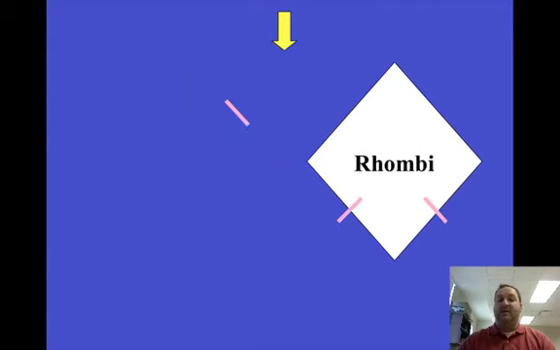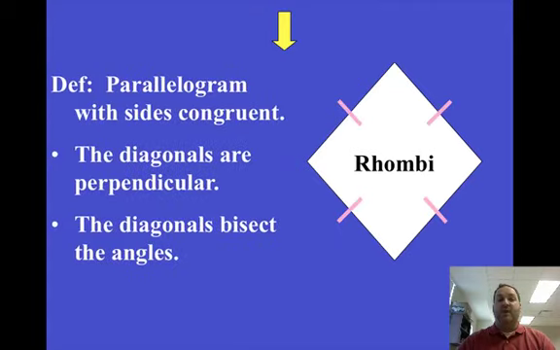A rhombus is a quadrilateral or parallelogram with all of the sides congruent. All of the sides have the same measure. Okay. Notice we didn't say anything about the angles here. Okay. We're just talking about all the sides. All the sides measure the same. It's kind of like a kite, almost. It's a special kind of kite. Kites have the top two sides and the bottom two sides measuring the same. But in this case, we have all four sides the same, which makes a rhombus.